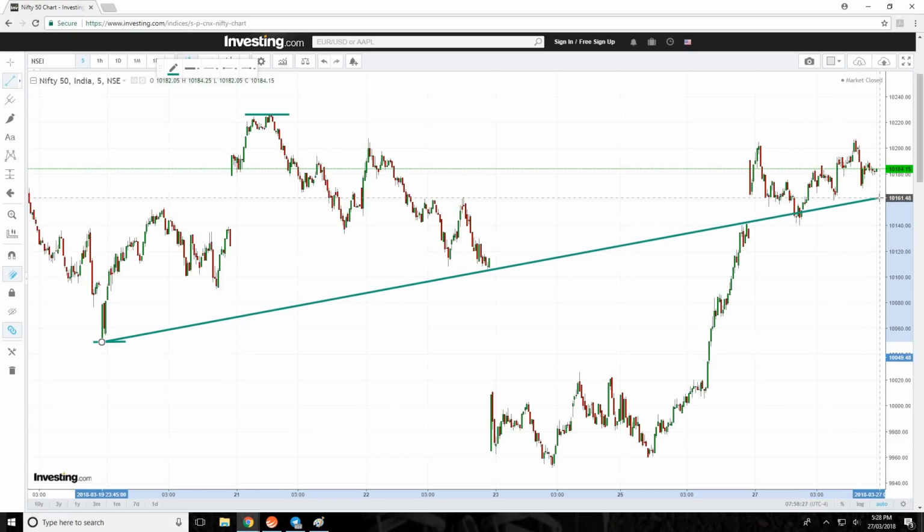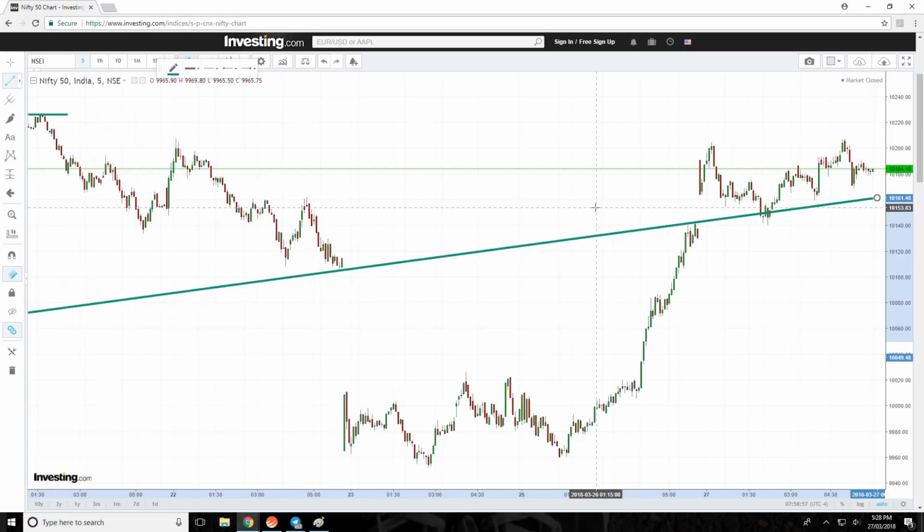It doesn't need to be precise, but near and about is fine. So I have connected this point, I've connected this high, and so we have this trend line going. And now price is trading above it. So if price does tend to come there, we know it's going to act as support.